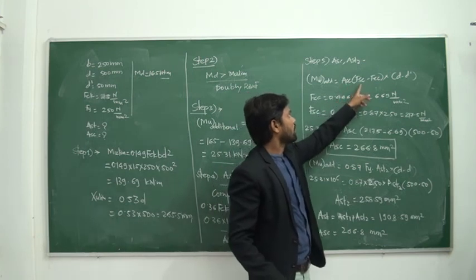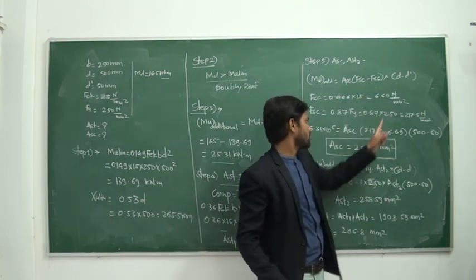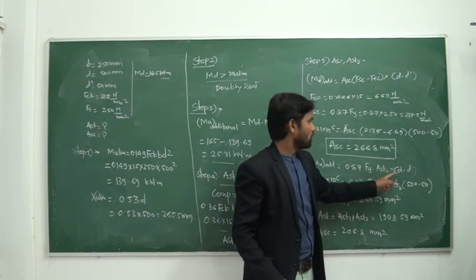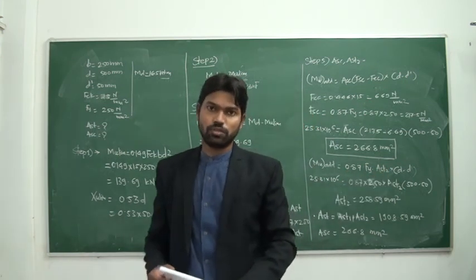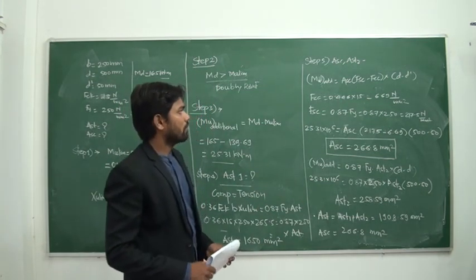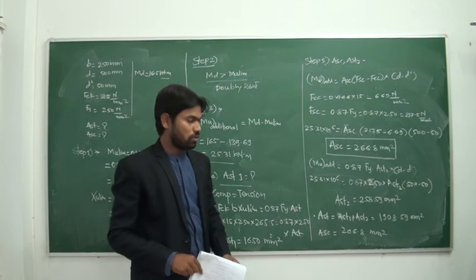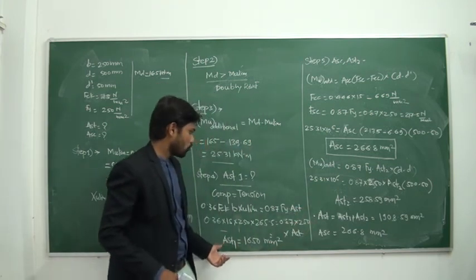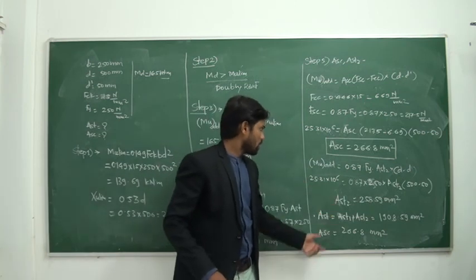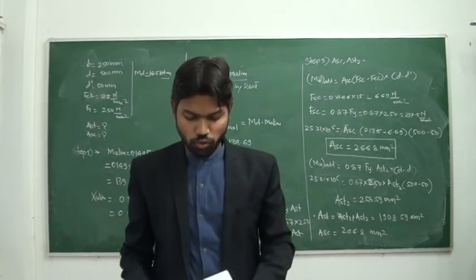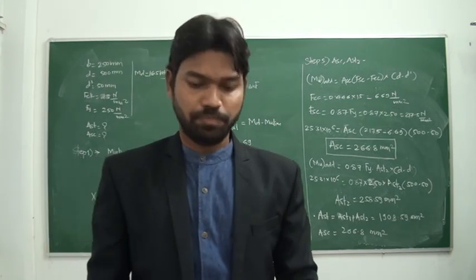ASC into bracket FSC minus FCC into D minus D dash, and here I have taken 0.87 Fy AST2 multiplied by D minus D dash. Okay. And by substituting the other values, I have calculated ASC and AST2. So the total reinforcement on the tension side AST will be equal to AST1 plus AST2, and this is ASC. Okay. So this is how you can design a doubly reinforced beam.